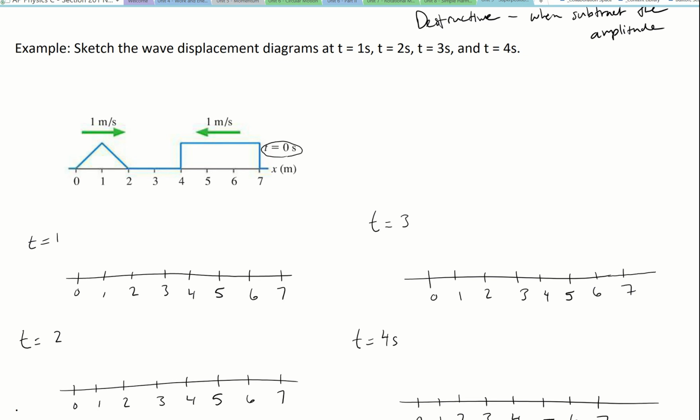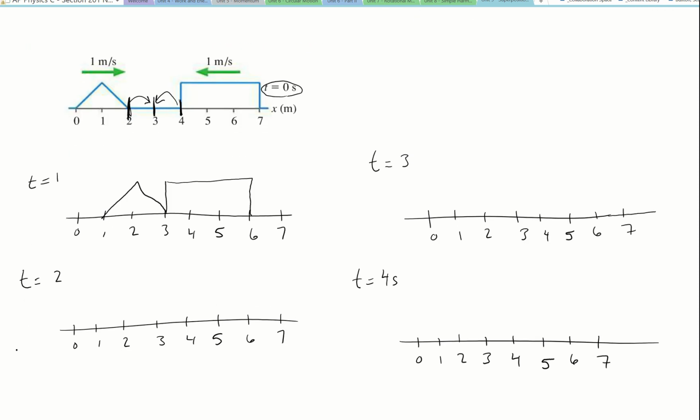As I look at this, they're each moving at 1 meter per second. So after 1 second, the leading edge of this triangle should move forward 1 meter, because it's going 1 meter per second. Whereas the leading edge of this rectangle should also be moving forward 1 meter, so that takes it to 3 meters as well. So my next diagram should have the two images right up next to each other, but not yet overlapping. They're simply snug next to each other, right?